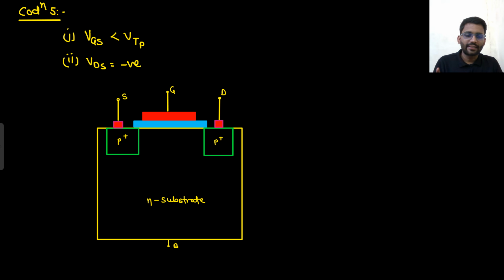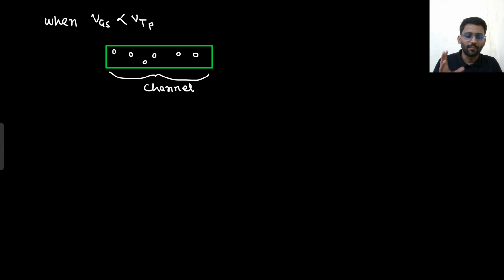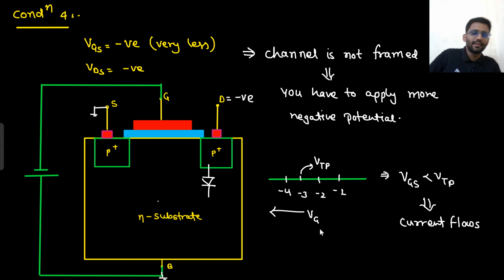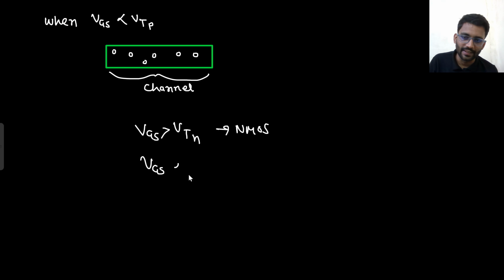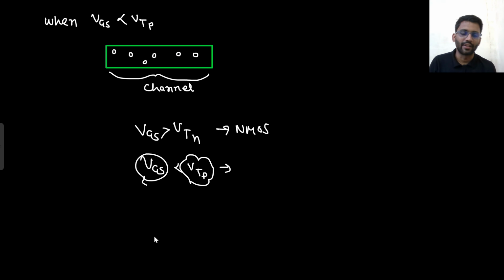Okay, before moving on to the next condition, I will tell you one important thing: you have to remember two conditions. In case of NMOS you will have to remember that VGS is greater than VTN. Then in case of PMOS you will have to remember that VGS is less than VTP, and this is also negative, and this potential is also negative. So it will create confusion, right?